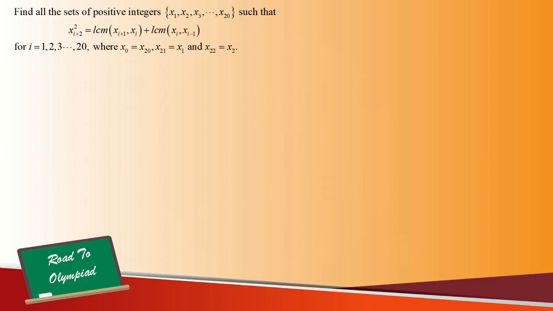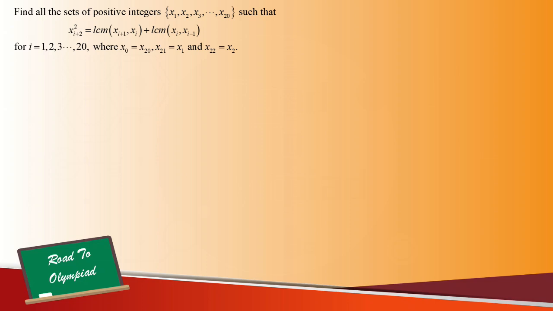Welcome to RTO. Consider the following problem. Find all the sets of positive integers x1, x2, x3 until x20 such that x_{i+2} squared is equal to the LCM of x_{i+1} and x_i plus the LCM of x_i and x_{i-1}, for i equal to 1, 2, 3 until 20, where x0 is defined as x20, x21 is defined as x1, and x22 is defined to be x2.